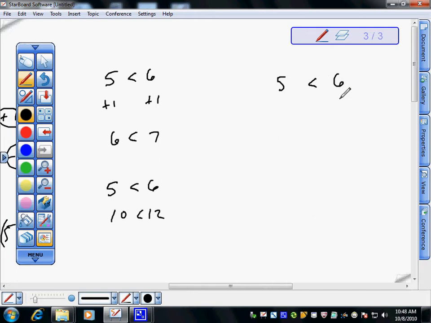let's make it even better. Let's make it a negative 5 is less than 6. And what happens if I come along and I say let's multiply both sides by a negative 2? What I end up with over here is now a positive 10, and what I end up with over here is a negative 12. My previous symbol of being a less than is no longer true.